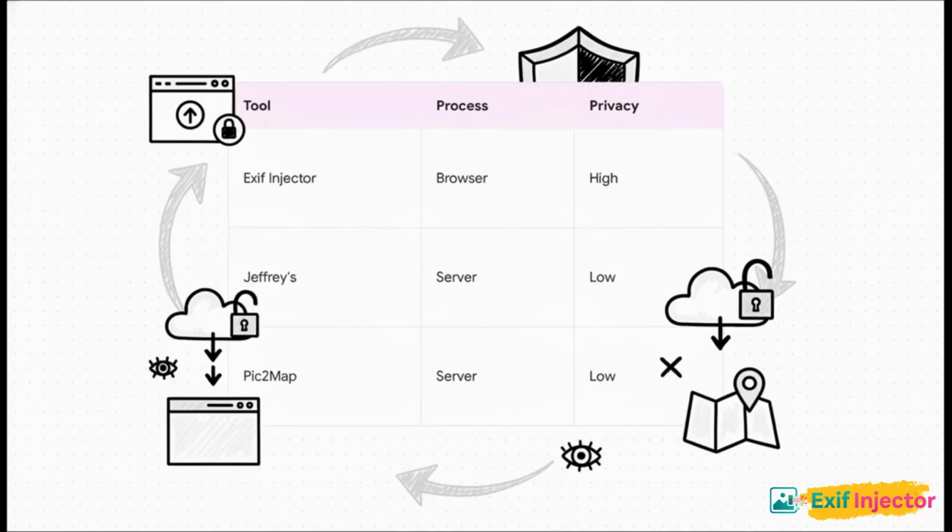Let's actually move to a comparison and see how this builds such a strong case for privacy against some classic tools you might have used before. Jeffrey's image metadata viewer has been around since the early 2000s, and it's incredibly fast for public URLs, but it requires a server upload. Pic2Map is awesome for visualizing GPS data by dropping a pin on a map, but again, your image gets uploaded to their server. If you're checking an unreleased product shot or a photo of your kids, a server upload gives those older tools a flat, low privacy suitability rating. Exif Injector's browser local method avoids this whole issue completely.